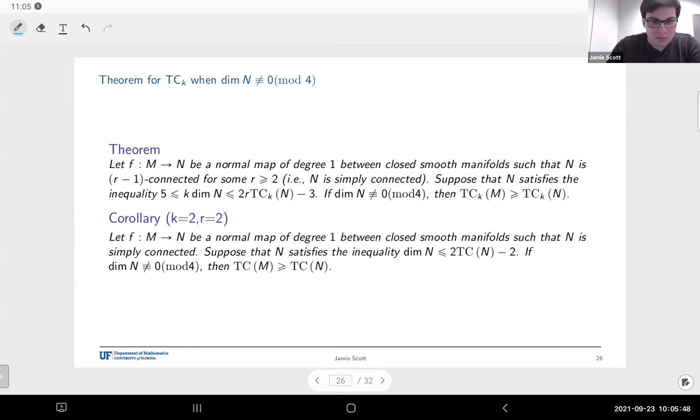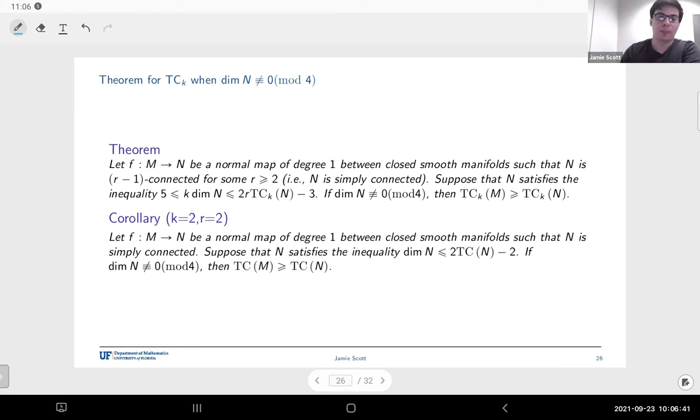Now the corollary to this: we'll just look at the k equals 2 and the r equals 2 case to make things feel a little more grounded. If the dimension of N is less than or equal to 2 times the TC of N minus 2, and the dimension is not congruent to 0 mod 4, then the TC of M is at least as big as the TC of N. The 5 on the bottom goes away because when the dimension is 2, I believe it was a paper by Rudyak and Sarkar, his conjecture is solved in that case. And if the dimension is 3, 2 times 3 is 6, which is greater than or equal to 5. On the right-hand side, we just divided by 2 and took the floor, so that gave us our new inequality.